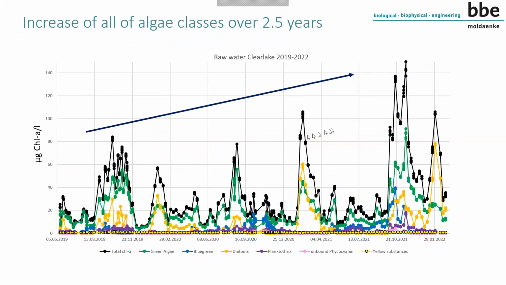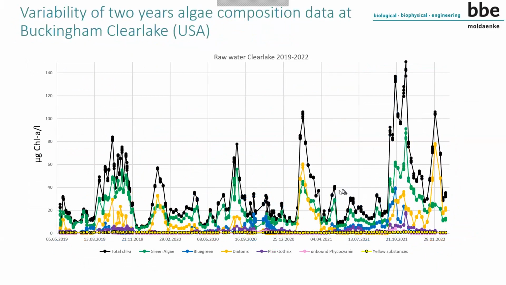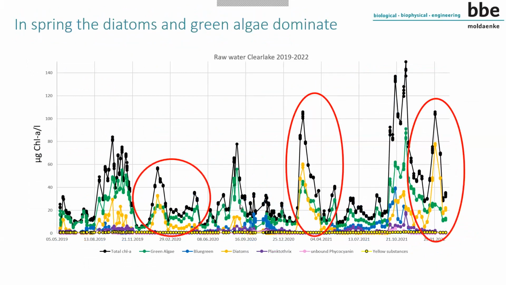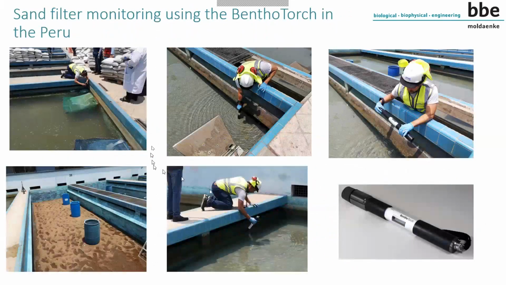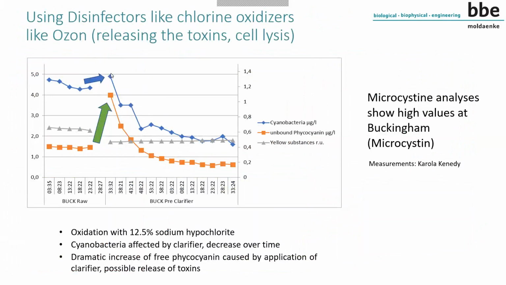Why do cyanobacteria increase suddenly? I go back. Where's the slide? Yeah, here. You have a certain amount of cyanobacteria, but after a few minutes it increases. It is the unbound phycocyanin. You measure also if the cell lysis happens. But the blue line is cyanobacteria.